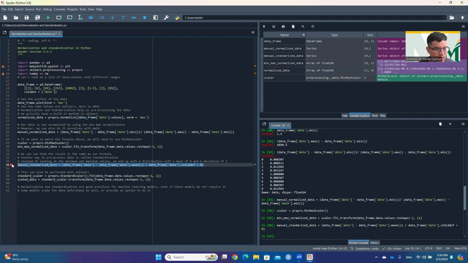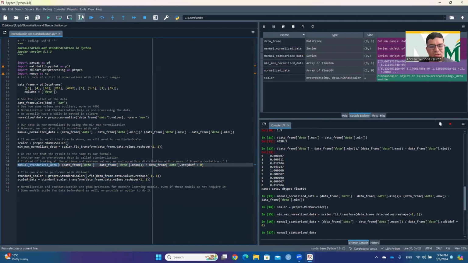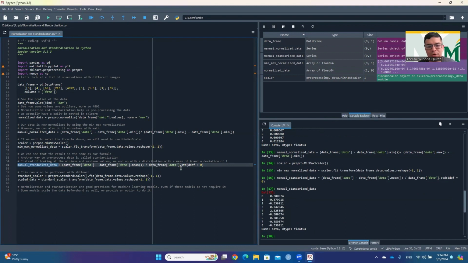And when we take this, we're gonna take the manual standardized data. You can see how it's expressed in how much they are above or below the standard deviation of the distribution. In this case, 4 is by far the farthest above the standard deviation, because if we had the normal curve, this fourth value would be all the way to the end.